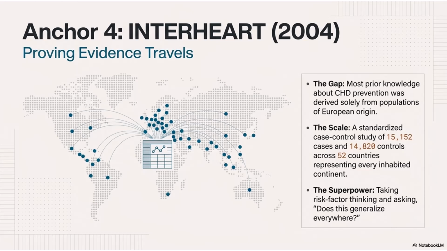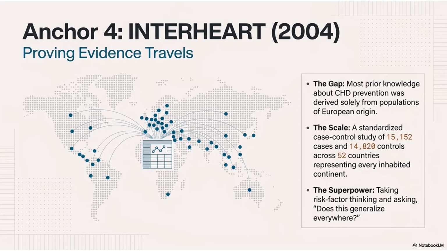And the answer was very powerful. Many major risk factors were broadly consistent across regions. And of course, that does not mean every population is identical. Culture, diet, genetics, health systems, environment, poverty, and access to care all matter, of course. But INTERHEART showed that the language of cardiovascular prevention could be spoken globally.